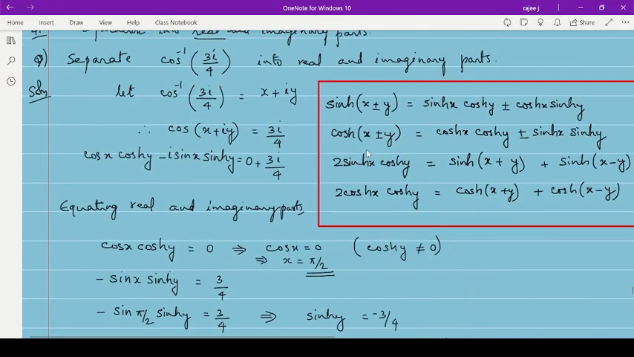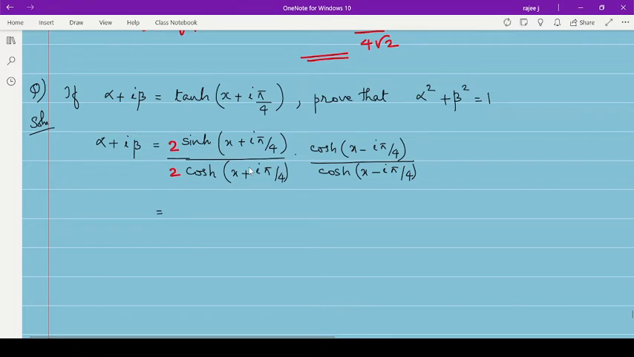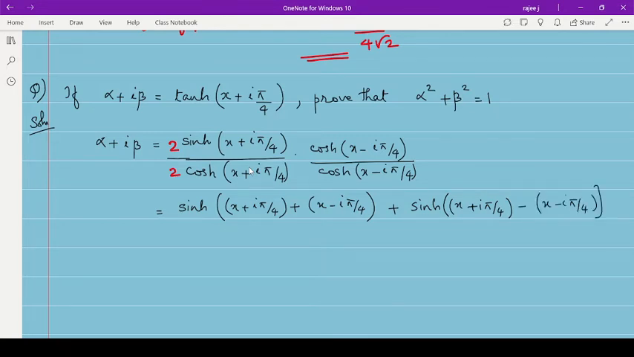See, 2 sin hx cos hy is sin h(x plus y) plus sin h(x minus y). Means you need to add the angles there, sin h(x plus y) and sin h(x minus y). So we will use that: this angle plus this angle, that is (x plus i pi by 4) plus (x minus i pi by 4), plus sin h of (x plus i pi by 4) minus (x minus i pi by 4). Using that formula, you will get the numerator like this.